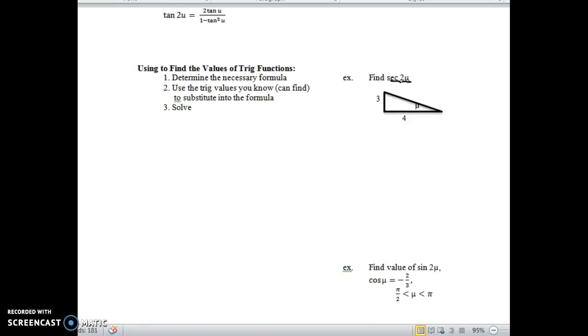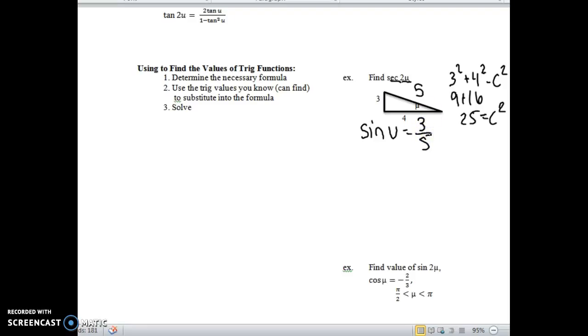So I'm looking at my angle here. The sine of u equals opposite over hypotenuse. Well, what's the hypotenuse? a squared plus b squared equals c squared. 9 plus 16 is 25, which is c squared, so this is 5. So sine is opposite over hypotenuse, which is 3 over 5.